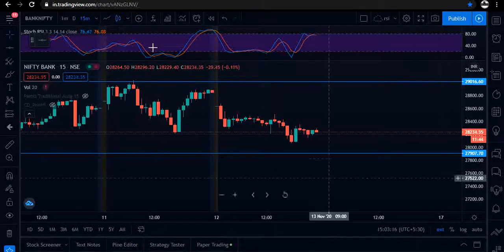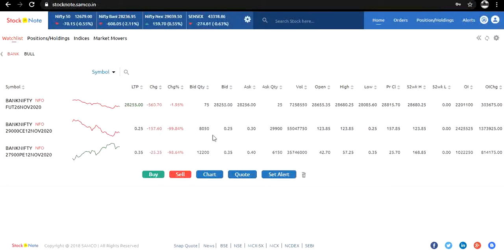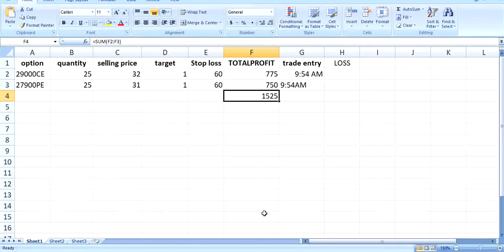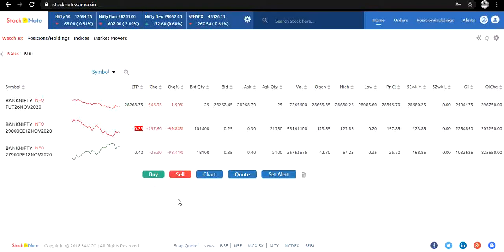Now let us come on to the watch list and see. So yeah, this is the account of Semco traders. Here you can see that there is 0.25, and it is now trading with 0.40 paise. So our target has been achieved. Now let us come on to our Excel sheet. Here you can see, so our target has been achieved.